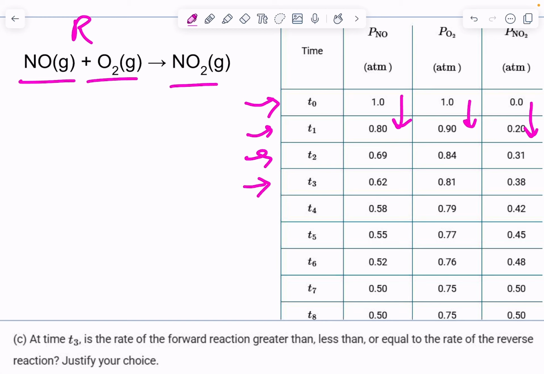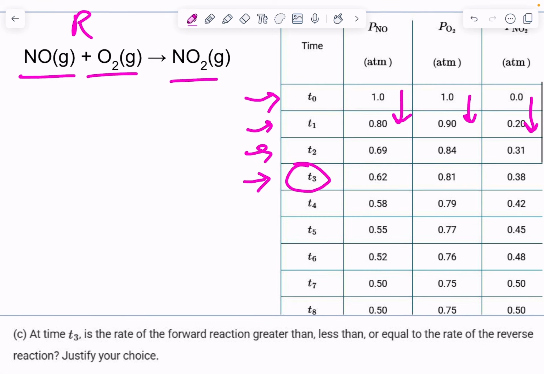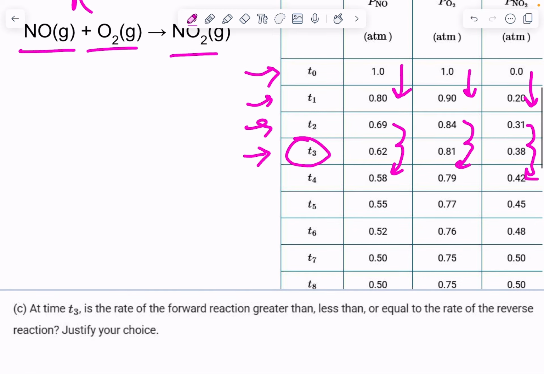So it's asking here at time 3, which one's greatest? Is it the forward, reverse, or is it equal? Well, looking between time 2, 3 to 4, we can see that the amount of reactants are going down and the amount of products are going up. So we are not at equilibrium here. If it was at equilibrium, we would not be changing the amounts of products and reactants that we have. That means the rate of the forward and reverse are not going to be equal.